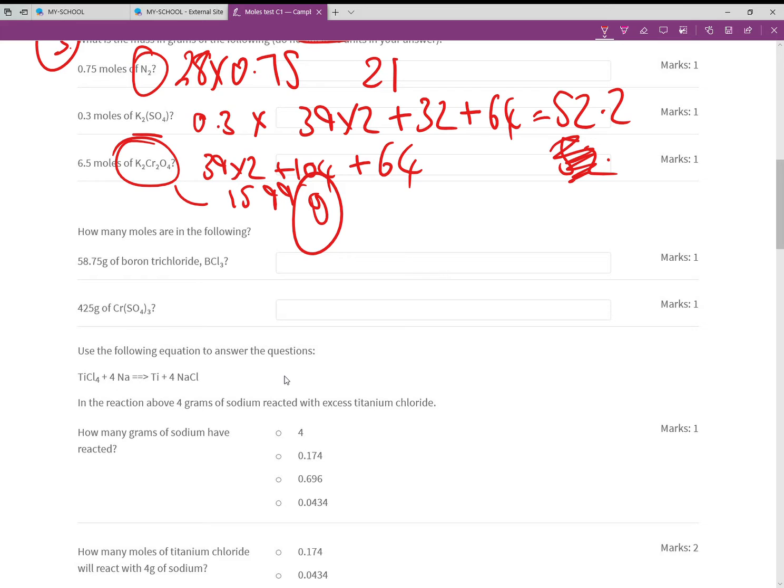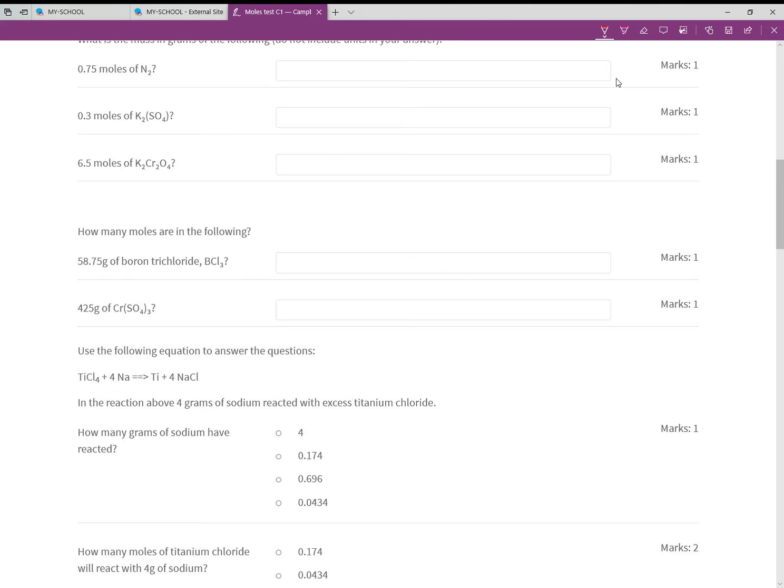This question then was manipulating the previous equation, and now we're being asked this time to calculate how many moles are in the following. Okay, so again, moles equals mass divided by RFM.